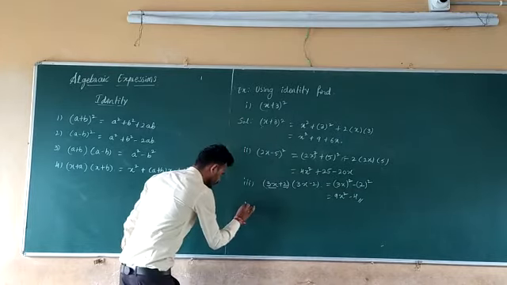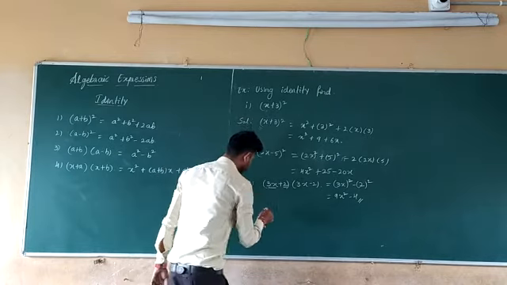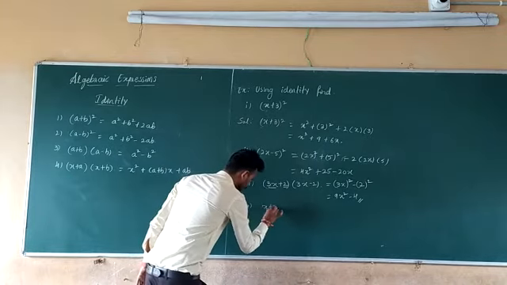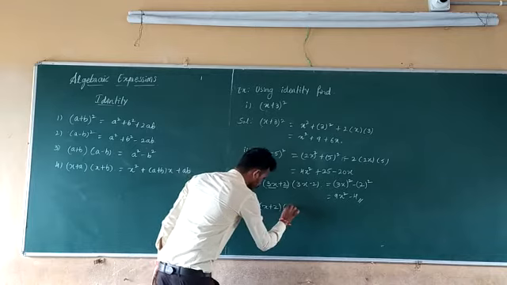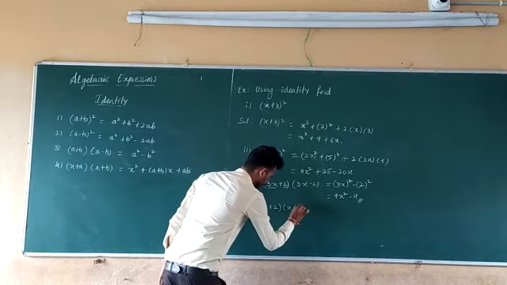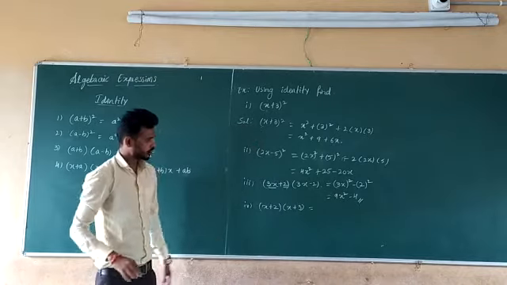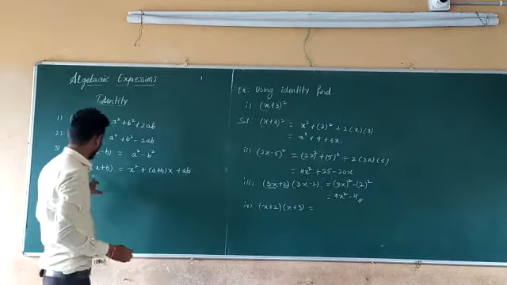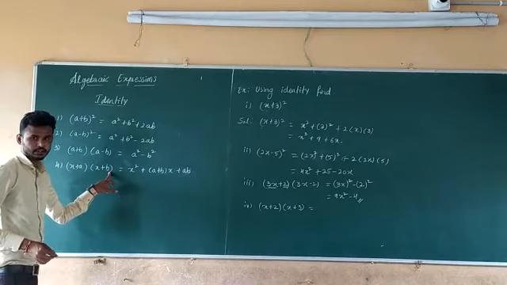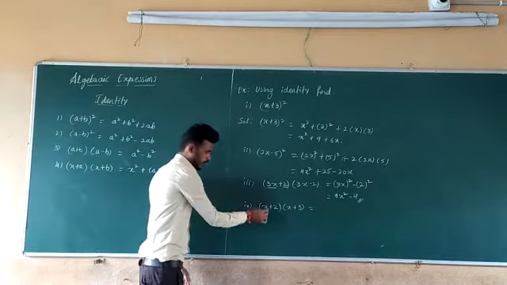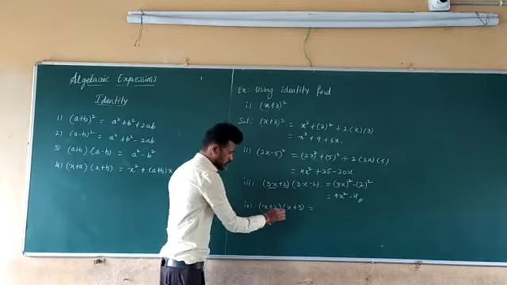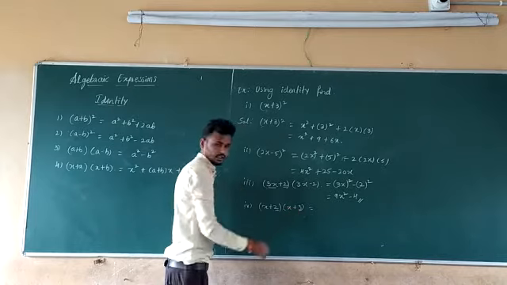Next, fourth one. (x plus 2) into (x plus 3). So now this is of which identity now? Fourth one. (x plus a) into (x plus b). X means x only. A means 2, b means 3.